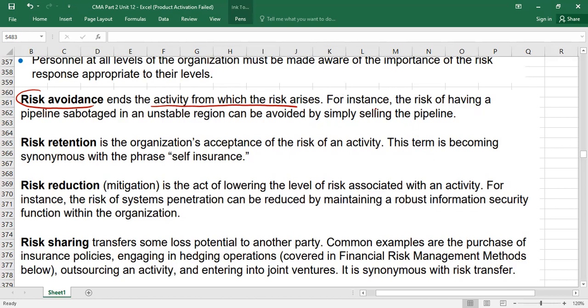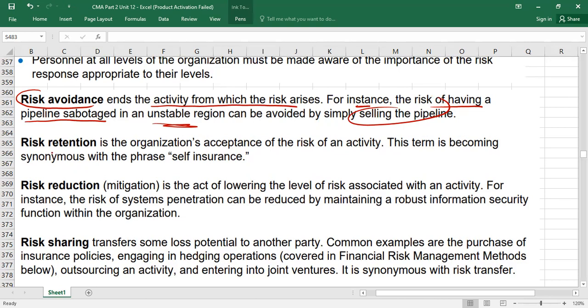As an example, it's written here. For instance, the risk of having a pipeline sabotaged. Maybe you have a gas pipeline or whatever kind of thing. Maybe you have a risk of sabotage, like someone can destroy your pipeline, and you have that pipeline in an unstable region, maybe an unstable country where terrorist attacks are there. So how can you avoid that risk? Simply, you can sell that pipeline to avoid that risk. This is what is called the risk avoidance strategy. And mostly people who do not want to take risk are called risk averse. So they follow this strategy, risk avoidance.